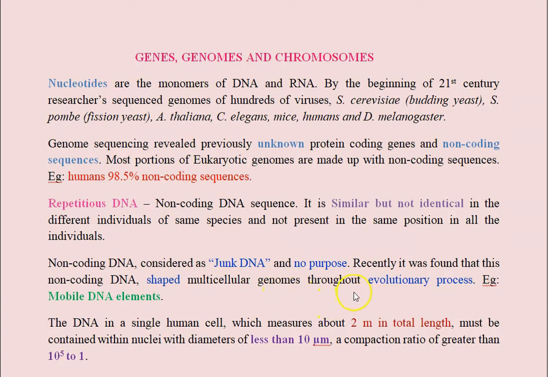Okay, and along with that, this junk DNA shaped the multicellular genomes throughout the evolutionary process. Example, mobile DNA elements. Within our genome, there are mobile DNA elements that can move from one place to another. That's why if I compare with any other person who is not related to me, I can see some of the sequences which are not present at the same positions in both of us.